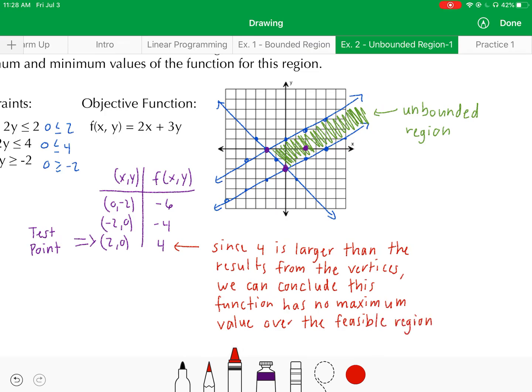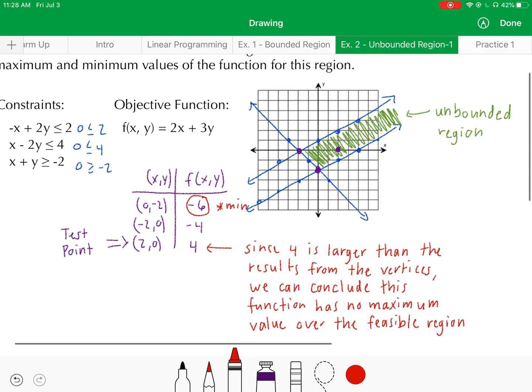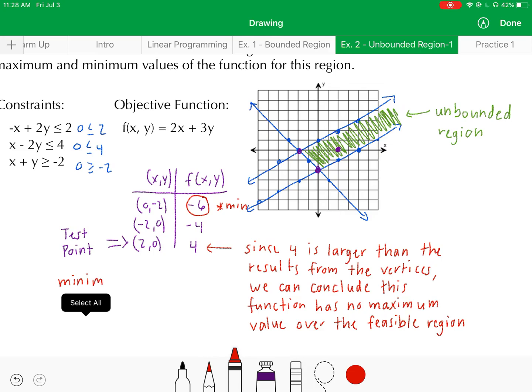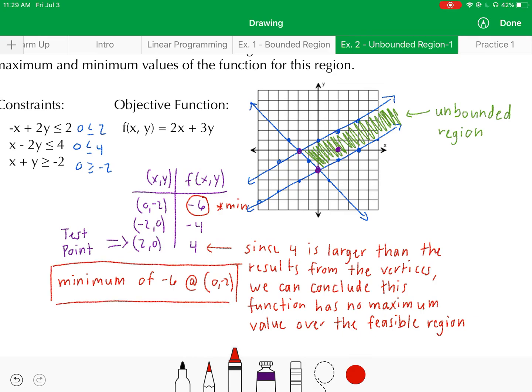Okay. And if there's no maximum, then that means there should be a minimum. So out of the two z values from the vertices, pick out the smaller one, -6, and there's my minimum. So I will say I have a minimum of -6 at the point 0, -2. All right, and there you have it.